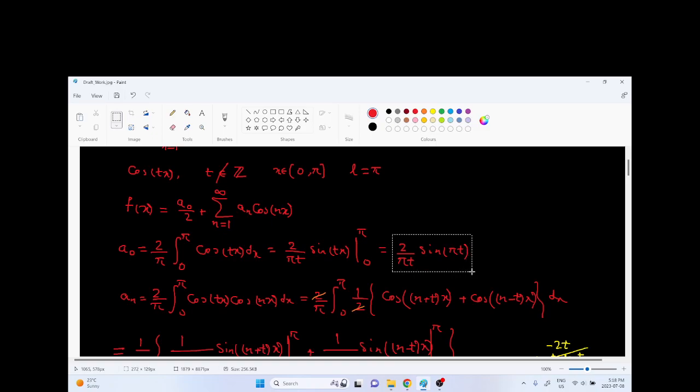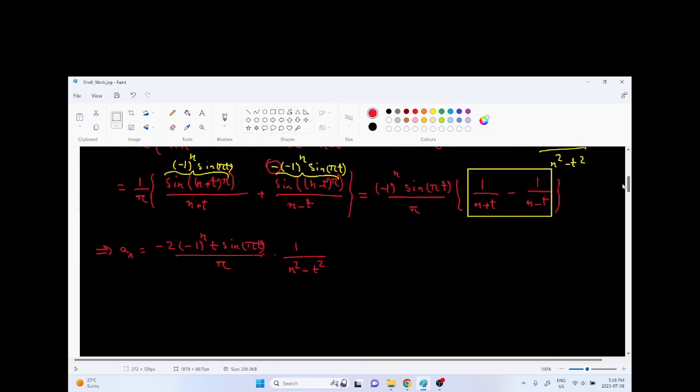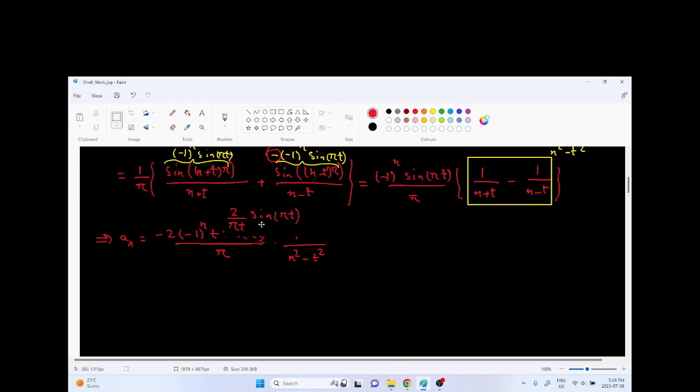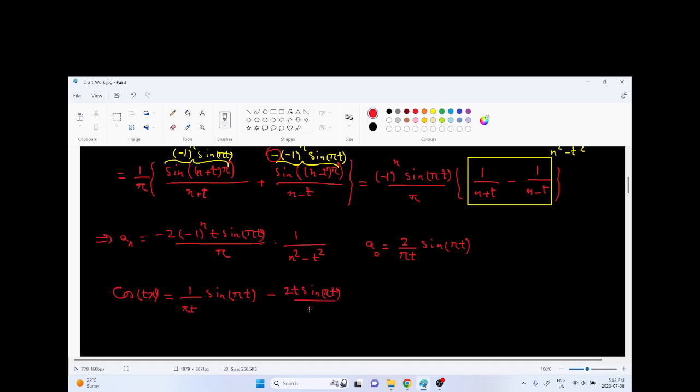And this is the expression that we found for a n. I'm just going to paste it here to be in front of our eyes. And now we're ready to write the Fourier cosine series of cosine of tx, which is a naught over 2, or 1 over pi t sine of pi t. And then we have minus 2t sine of pi t divided by pi multiplied by the infinite series as n runs from 1 to infinity of -1 to the n over n squared minus t squared times cosine of nx.